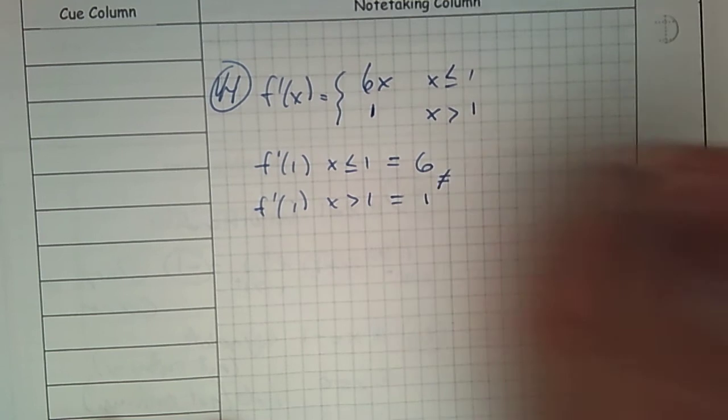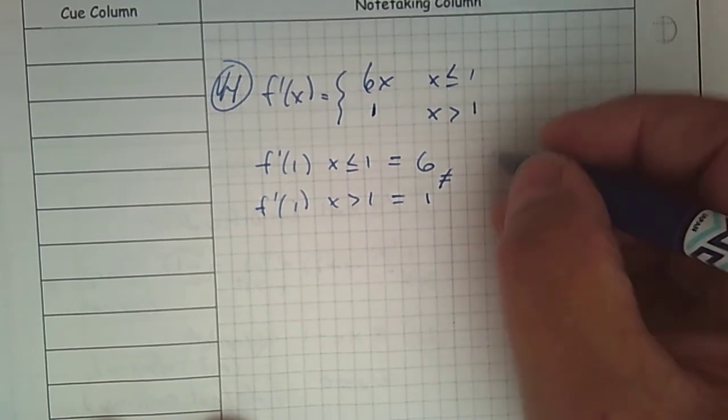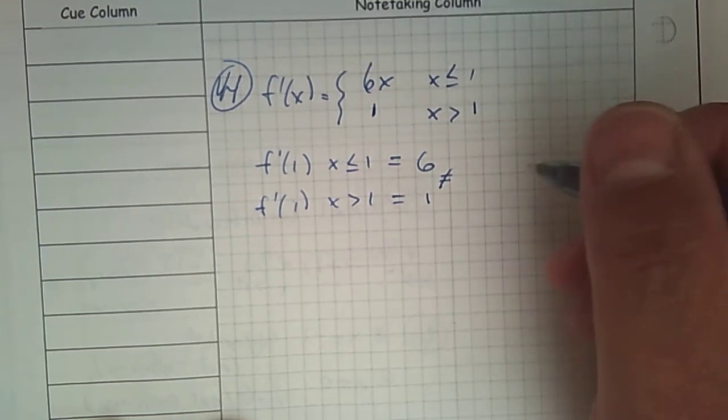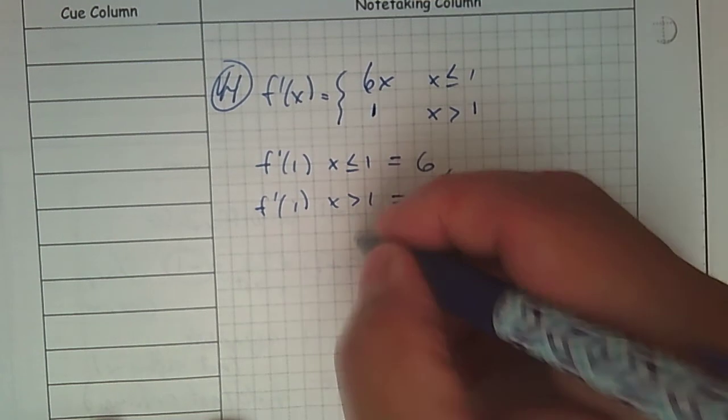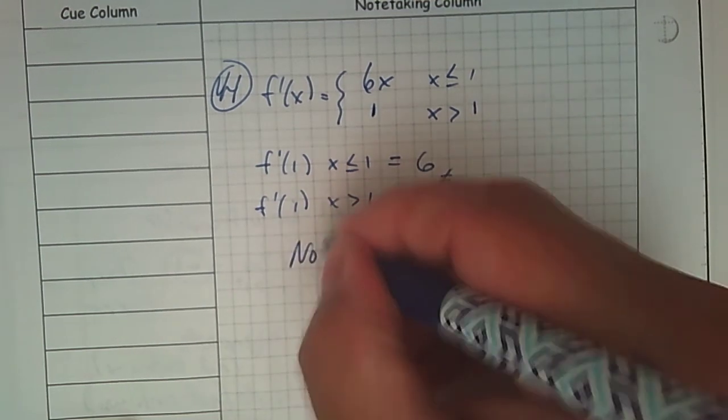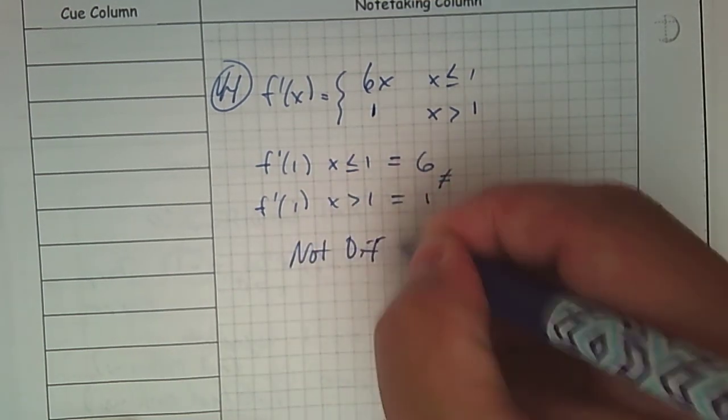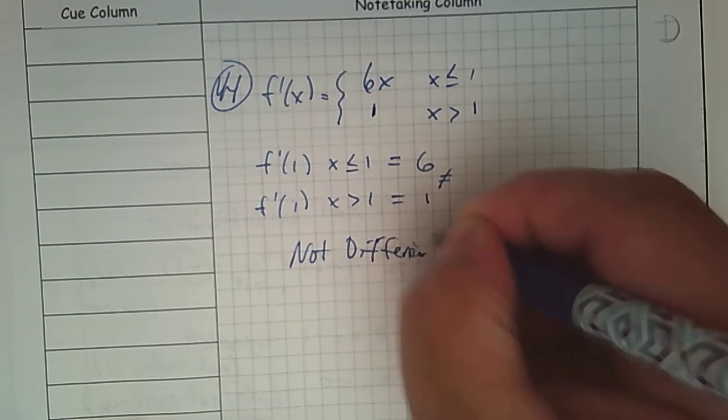They are not equal to each other. So this creates a corner or cusp, if you like. It's not differentiable at x equals 1. Because they don't agree. Left side does not agree with right side.